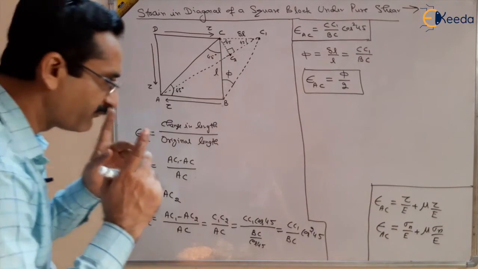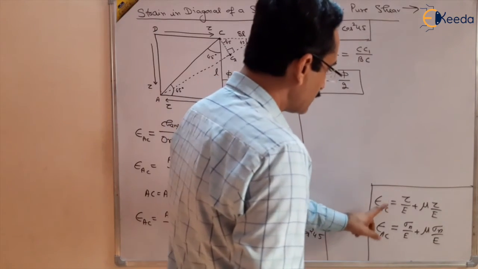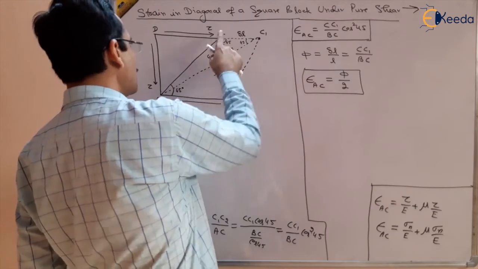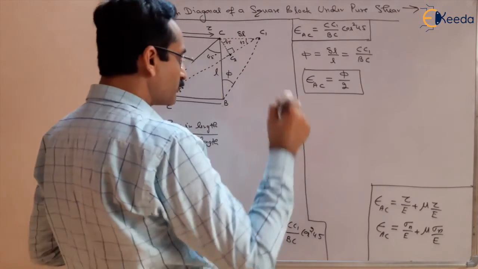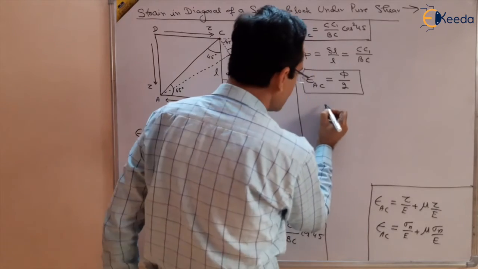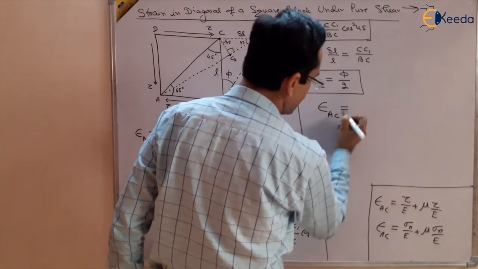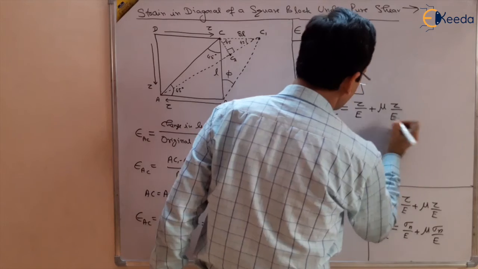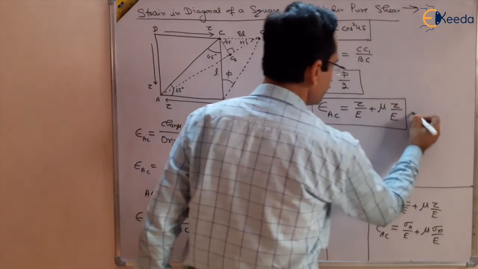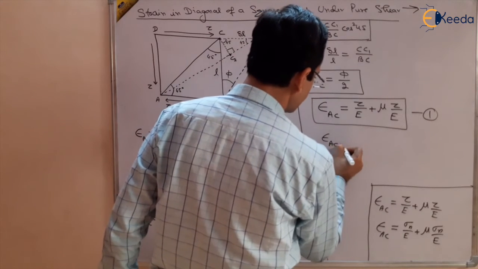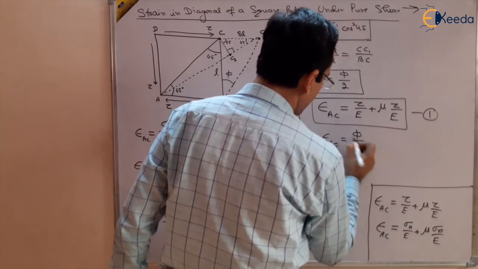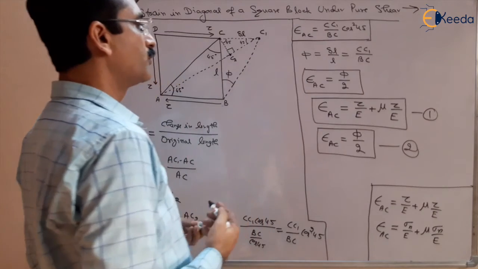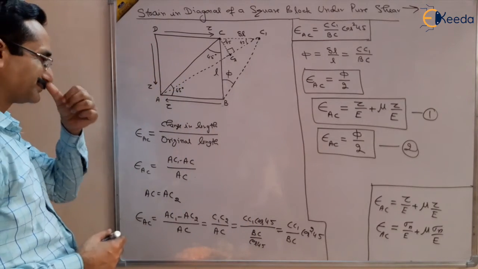right? So we have found out strain in AC in two ways. This is the strain in AC in terms of shear stress and Poisson's ratio. This is the strain in the same diagonal AC, given by phi by 2. So we are writing two equations for strain in AC. Strain in AC will be equal to tau by E plus mu tau by E. This is, suppose, equation number 1. And strain in AC is also given by shear strain by 2, half of shear strain. This is equation number 2. So these two strains we have found out for a square block under pure shear.